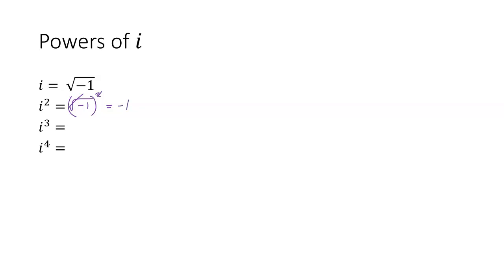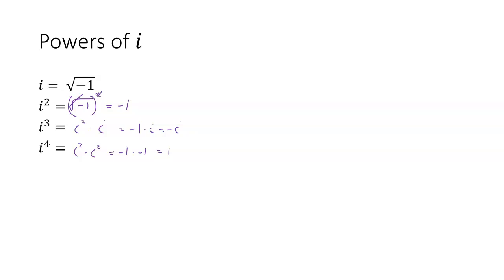i to the third is the same as having i squared times i. Well, now I know what i squared equals. What does i squared equal? Negative 1. So it's negative 1 times i, which is just negative i. i to the fourth is i squared times i squared. Well, what's i squared equal? Negative 1. What's negative 1 times negative 1? Just 1. Okay? And the pattern continues.